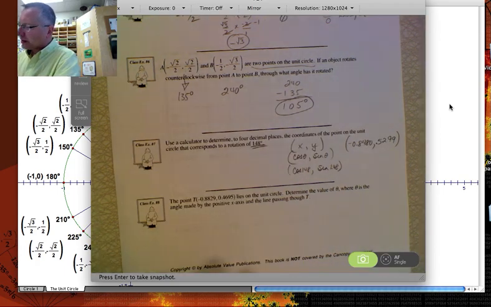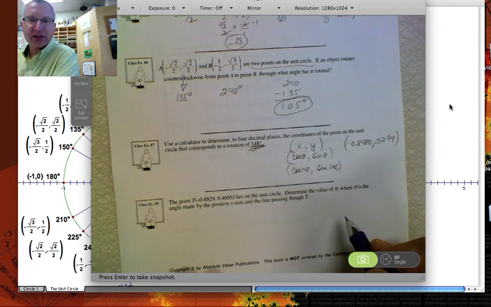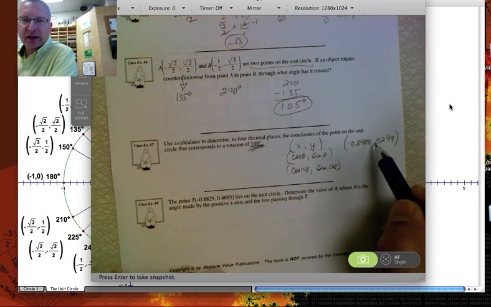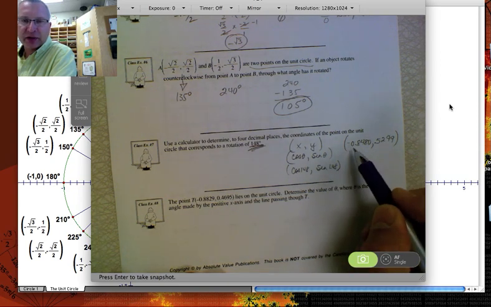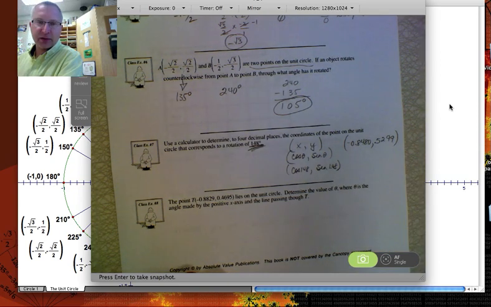You can figure out the coordinates of any point on a circle just by taking the sine and cosine of that value and plugging them in for x and y.